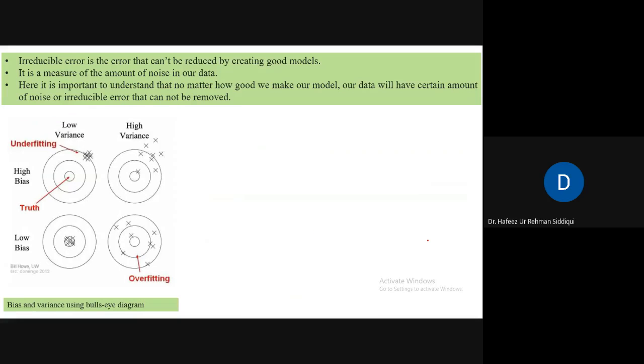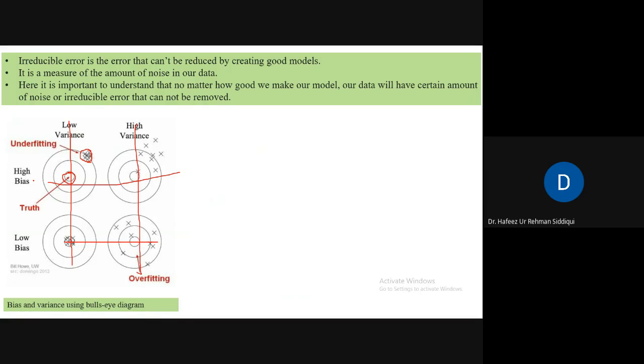Okay, this is called the bull's eye diagram. You can see here low variances, and this is high variances. This is high bias, this is low bias. If your model is high biased and low variances, the inner circle is the true values, so the prediction will always be here, away from the true values, and that is called underfitting.